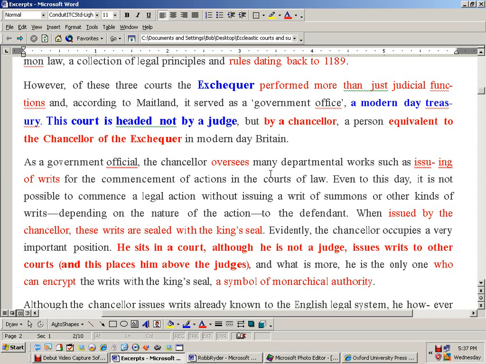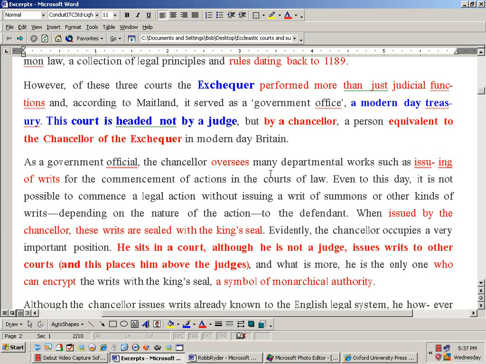Could be. When issued by the chancellor, these writs are sealed with the king's seal. Okay, so when issued by the chancellor, I don't know if the chancellor always issues them or not, right? Issues the writs. But we're just going to read what it says.